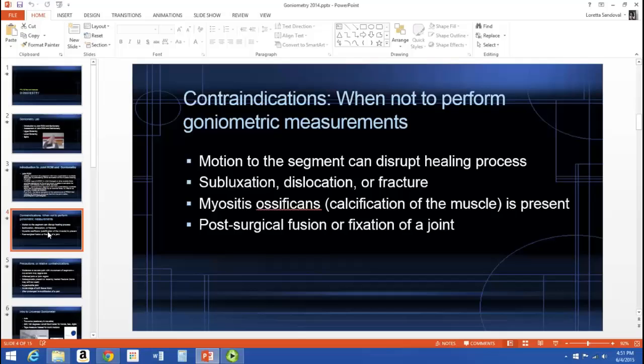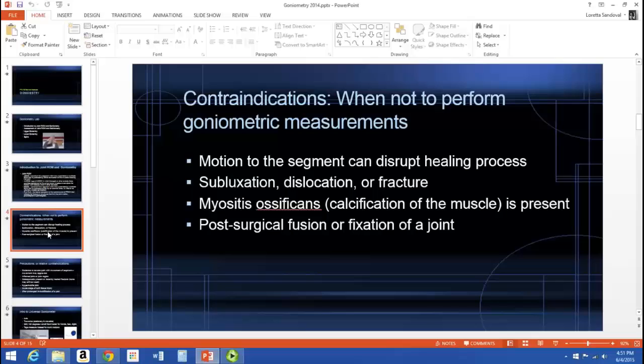So there are times when you don't want to perform goniometric measurements. So we talk about contraindications and precautions, and I think of contraindications as being absolute contraindications. You just do not want to do it. So the times when you don't want to do it, or motion to the segment can disrupt the healing process. So we're there to help people heal, not to make it so they can't heal. So if motion to the segment is going to disrupt the healing process, we are not going to move it.